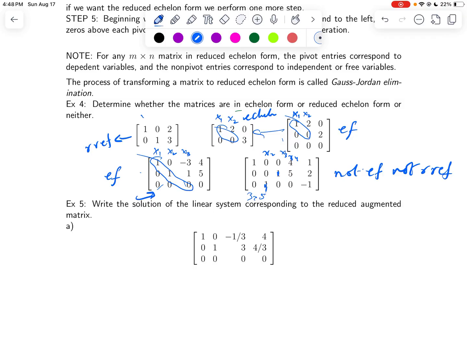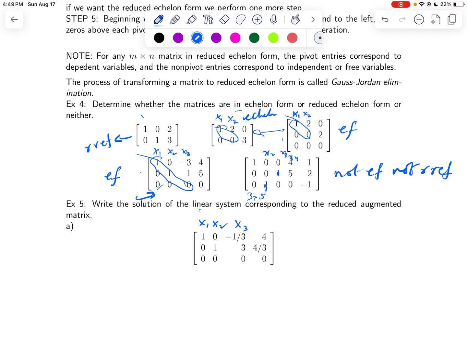Okay. Now next is we have to be able to write down our solutions. So write the solution of the linear system corresponding to the reduced augmented matrix. So these are augmented matrices which are given in reduced echelon form. So we have just to write the solutions. What we do, we remember that these are the coefficients of the matrix, and then we have to write down the equations now.